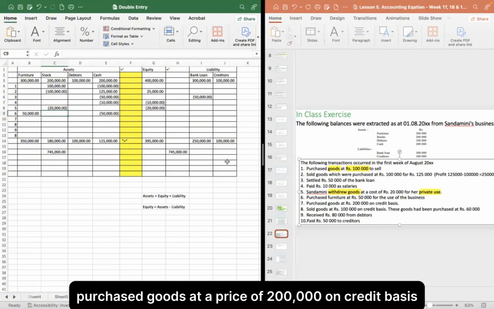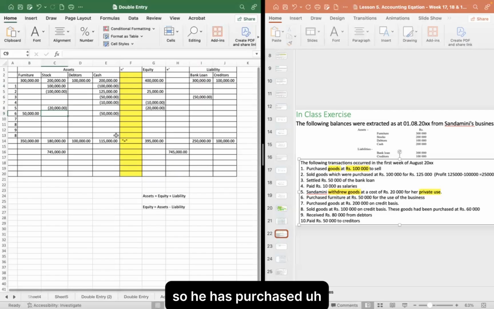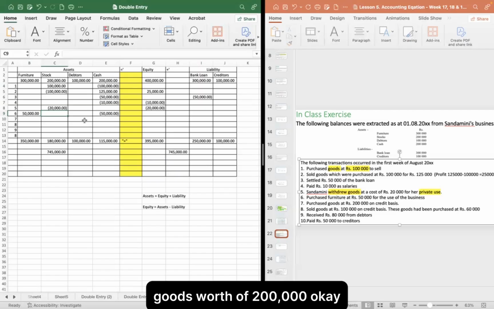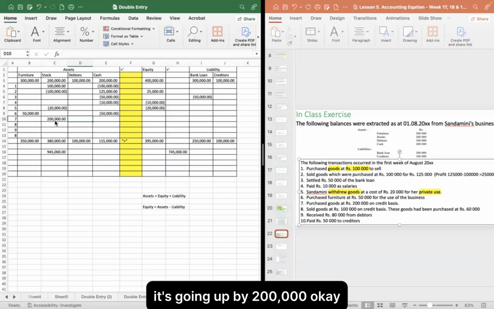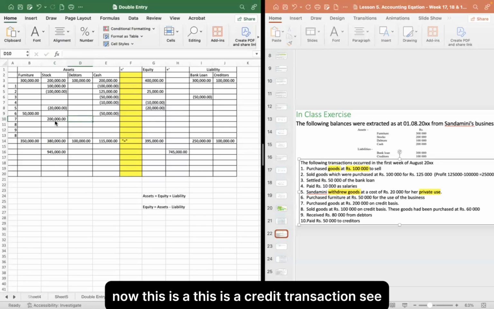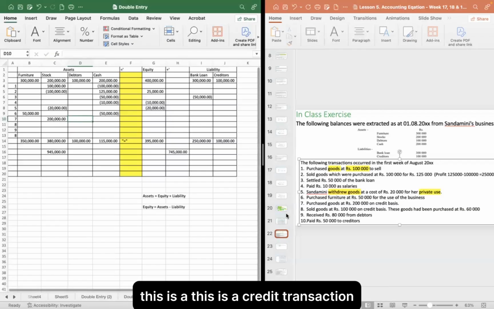Purchased goods at rupees 200,000 on credit basis. So he has purchased goods worth 200,000. Your stock is going up by 200,000. Now this is a credit transaction. See, settlement is not made immediately.